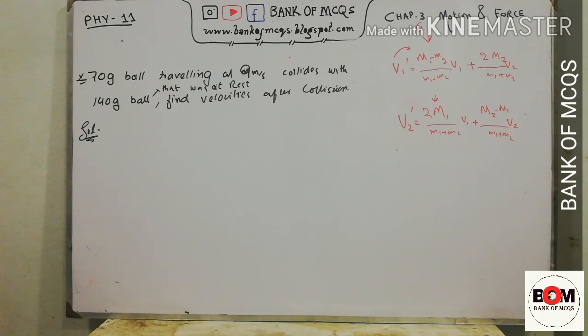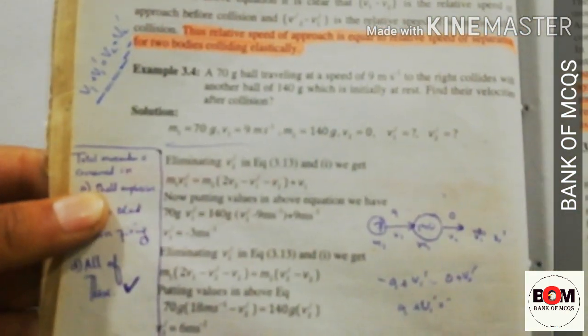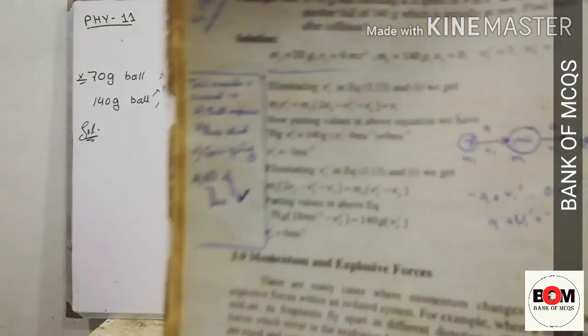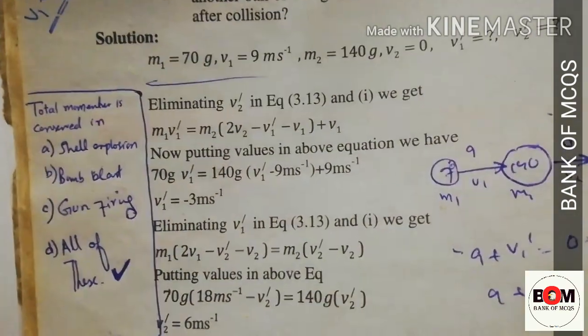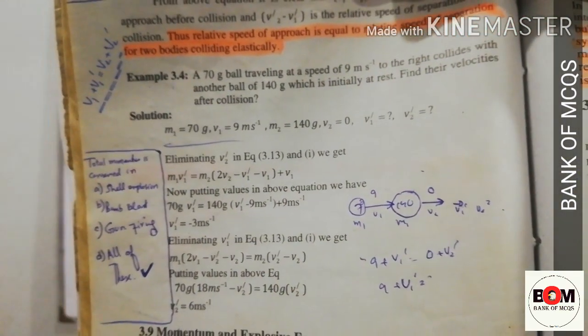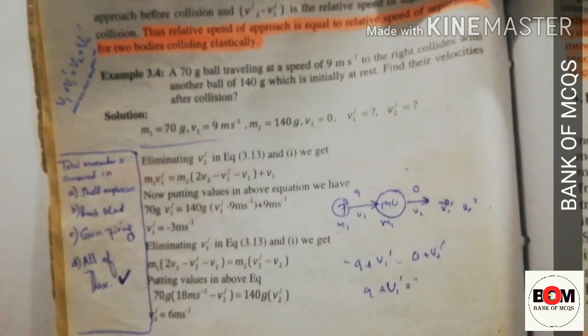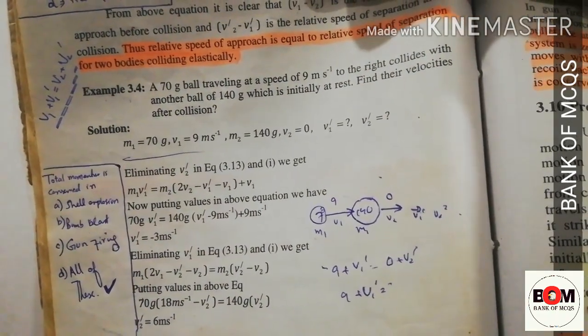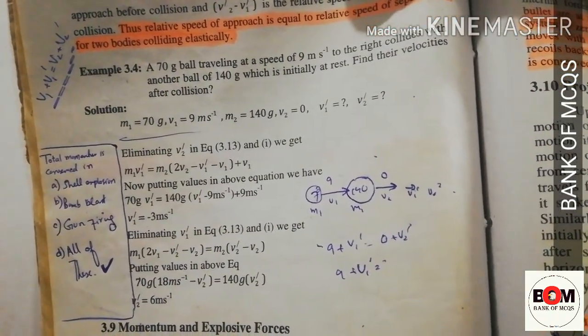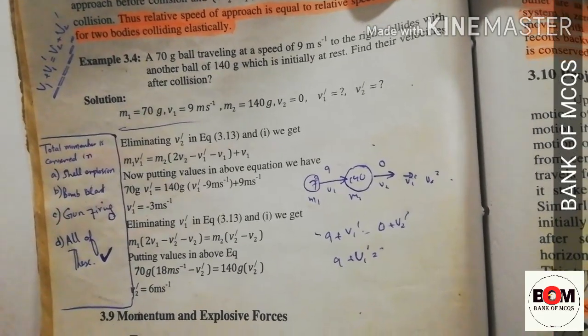A 70 gram ball moving at 9 meters per second collides with a 140 gram ball that was at rest. Find the velocity after collision. I am writing this example from the KPK book. So this is the example from the KPK book, which has a 70 gram ball at 9 meters per second that collides with another ball of 140 gram which is initially at rest. Find their velocity after collision.